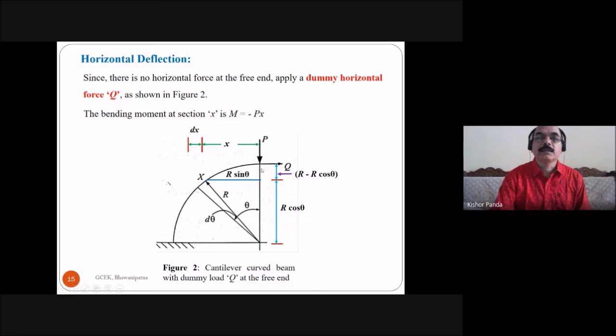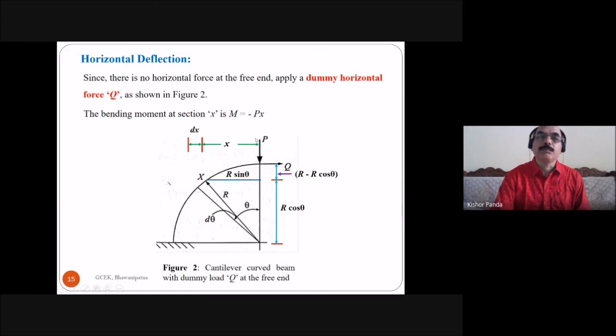So what is this length? Because this is the radius of the arc. This is the radius, so you know this one is r cos theta. So what is this portion? This length is equal to r minus r cos theta. This is r cos theta, and this is r sin theta.